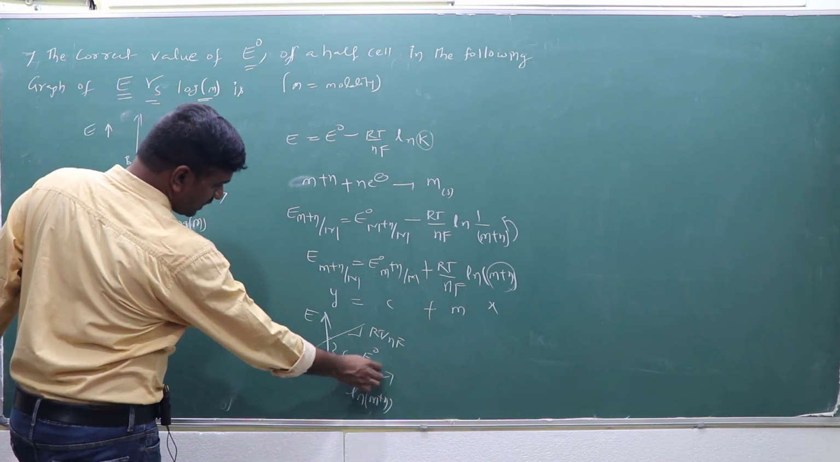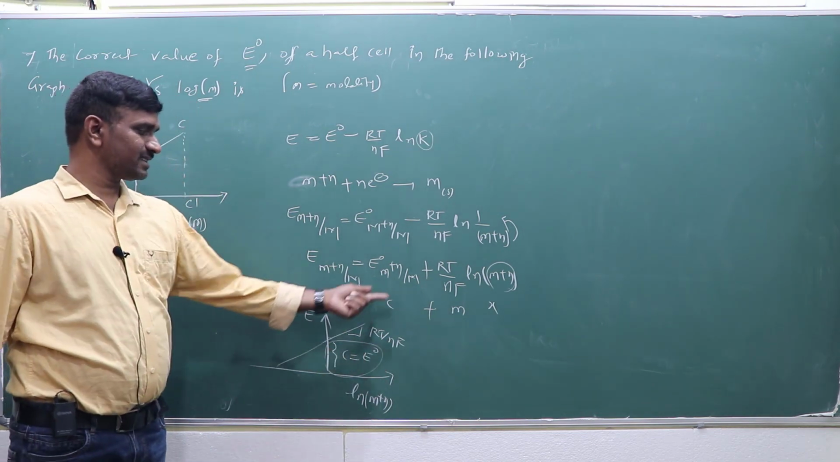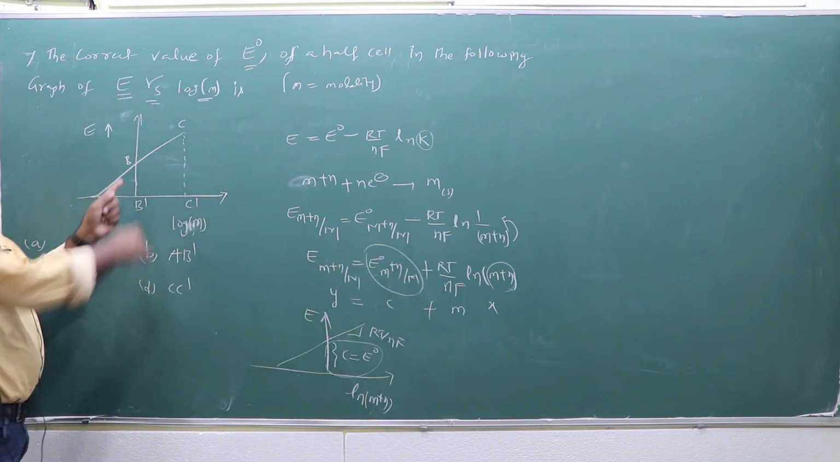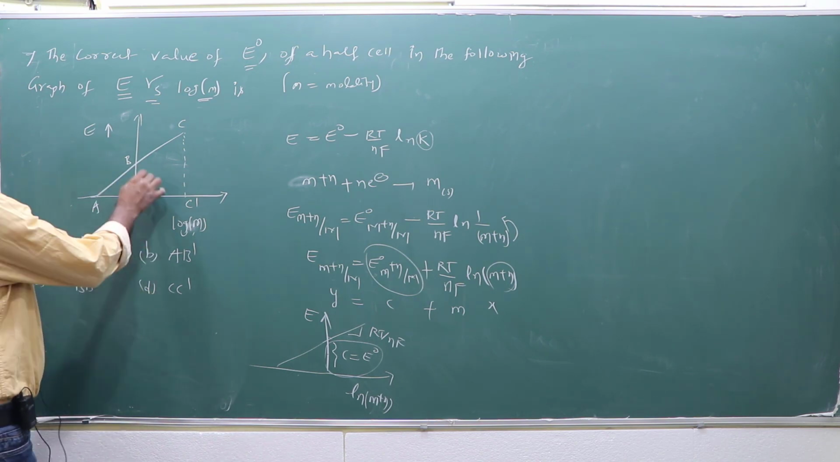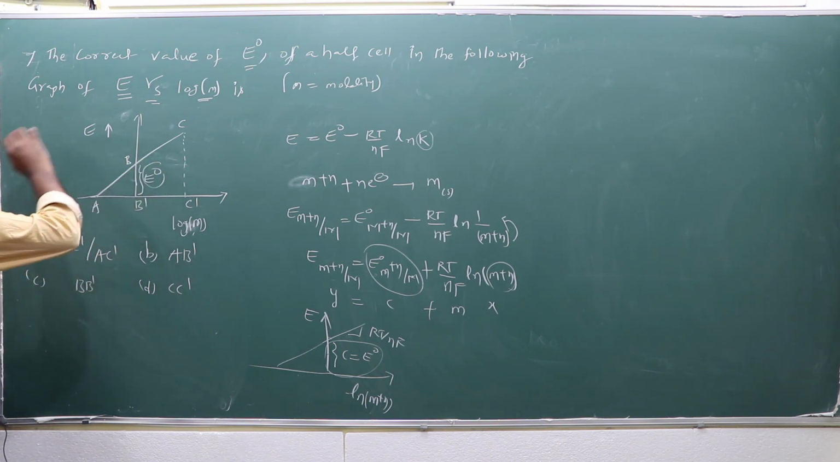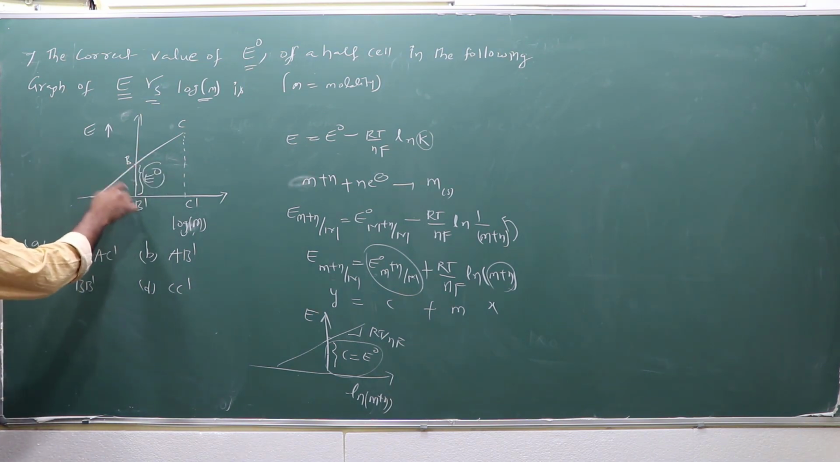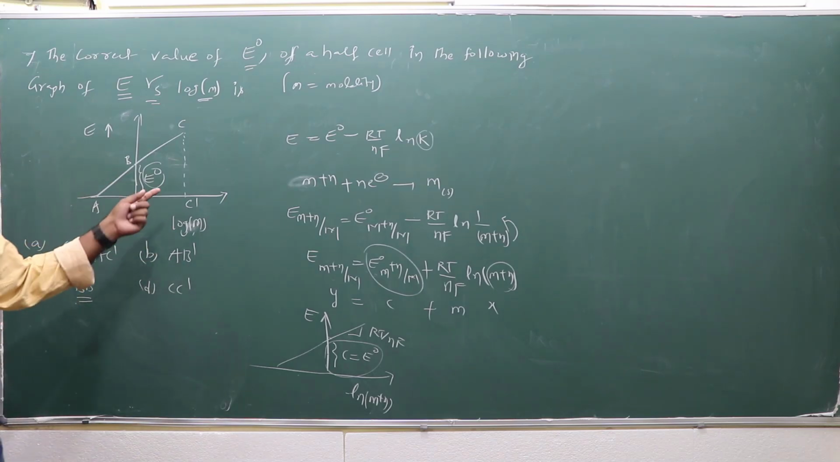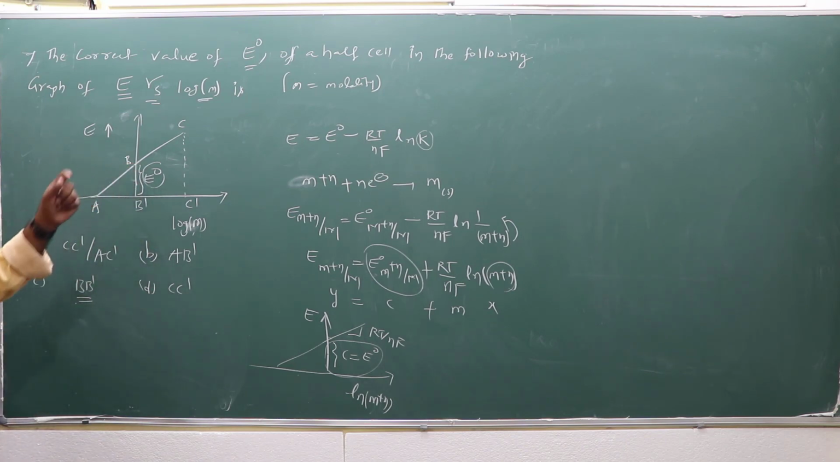So what does this point represent? E naught. The intercept is E naught. In any case, either this type of graph or this type of graph, the intercept is equal to E naught. So which one is the intercept? B dash. In the plot between E and log M, the intercept is E naught. Right? B dash is the intercept. So this is the previous problem.